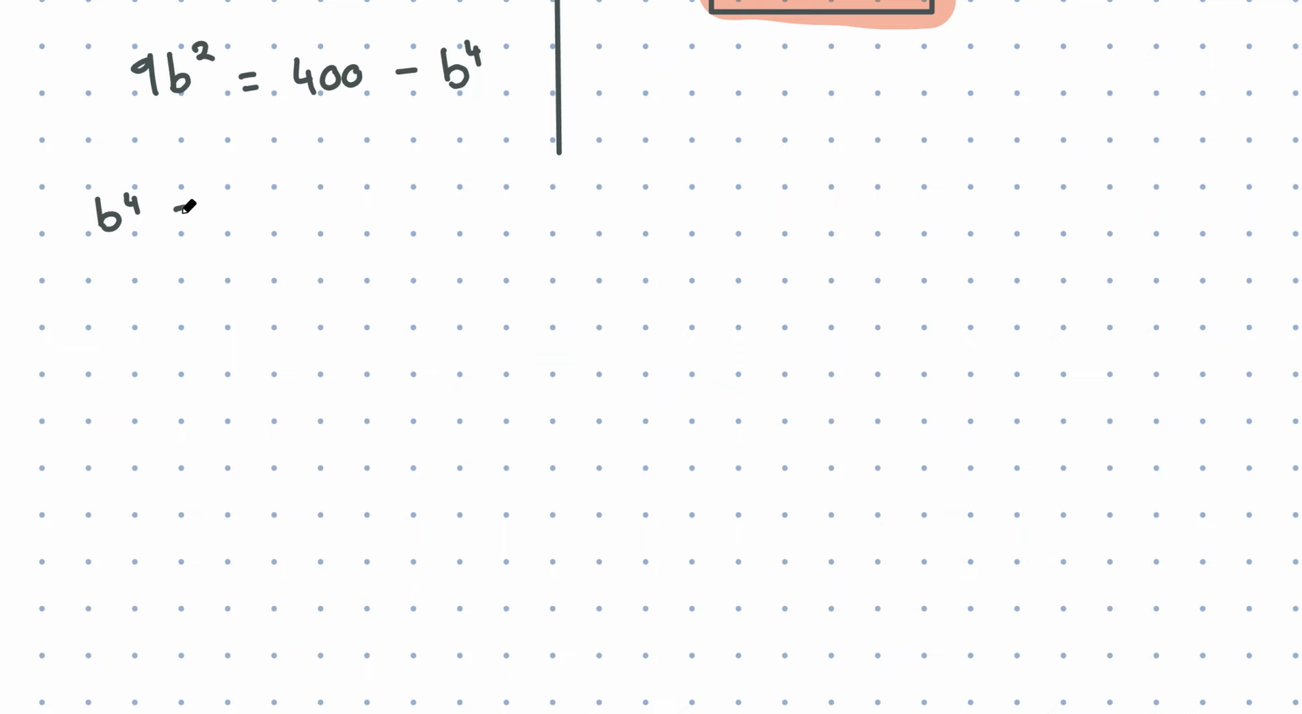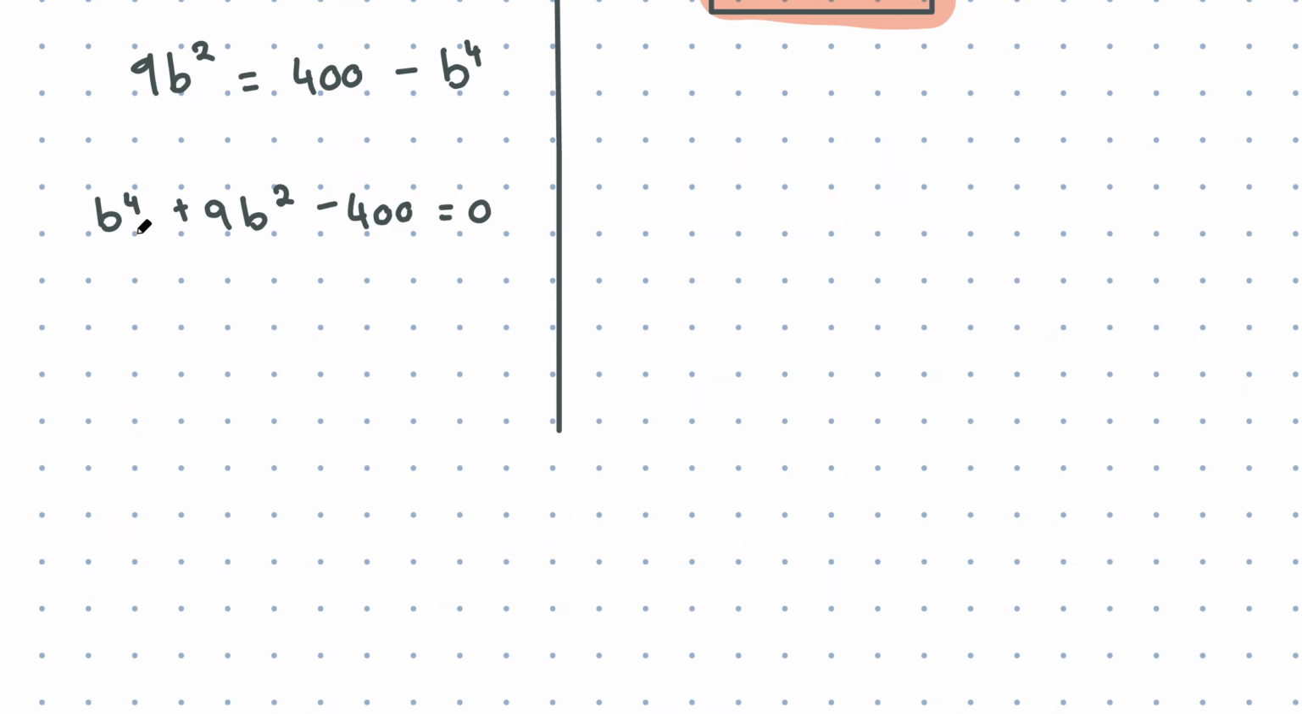So b to the 4, and I'm going to have plus 9b squared. I'm going to subtract 400 from both sides and set it equal to 0. Now, some of you might be confident enough to tackle that and see straight away how it factorizes, and other people might start to panic a little bit with the b to the 4.